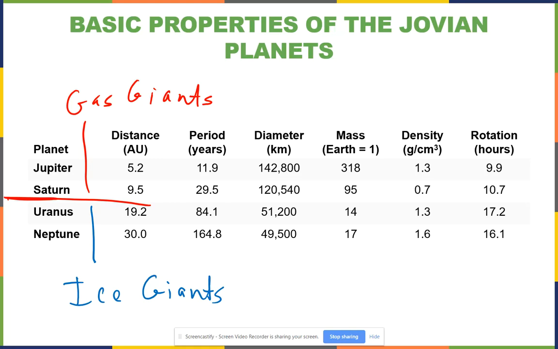Okay, so if we look at those, we see their densities are going up again. So Saturn was the lowest. Uranus is about the same as Jupiter, and Neptune is higher density than that. And their rotation rates are a little bit slower than Jupiter and Saturn. And of course, their masses are much, much less than Jupiter and Saturn, but much, much greater than the Earth's.